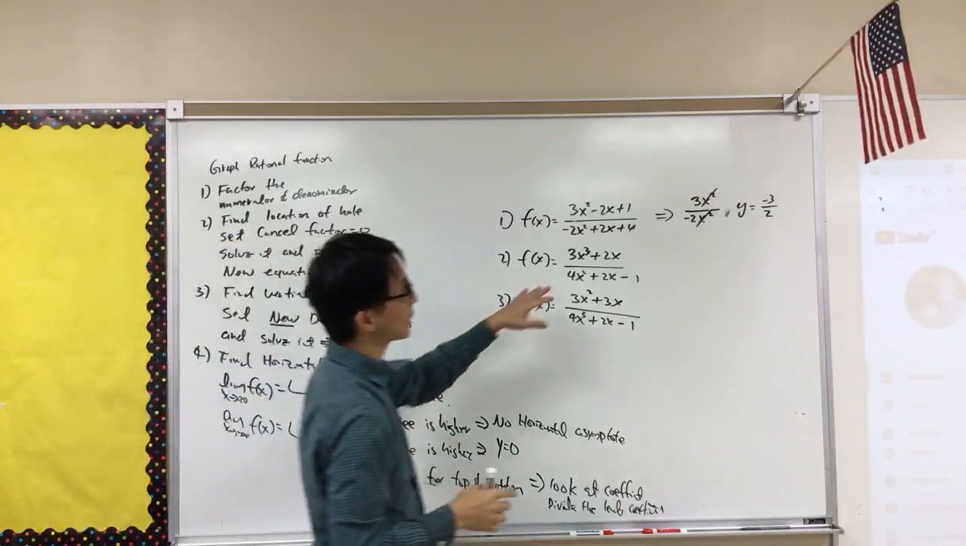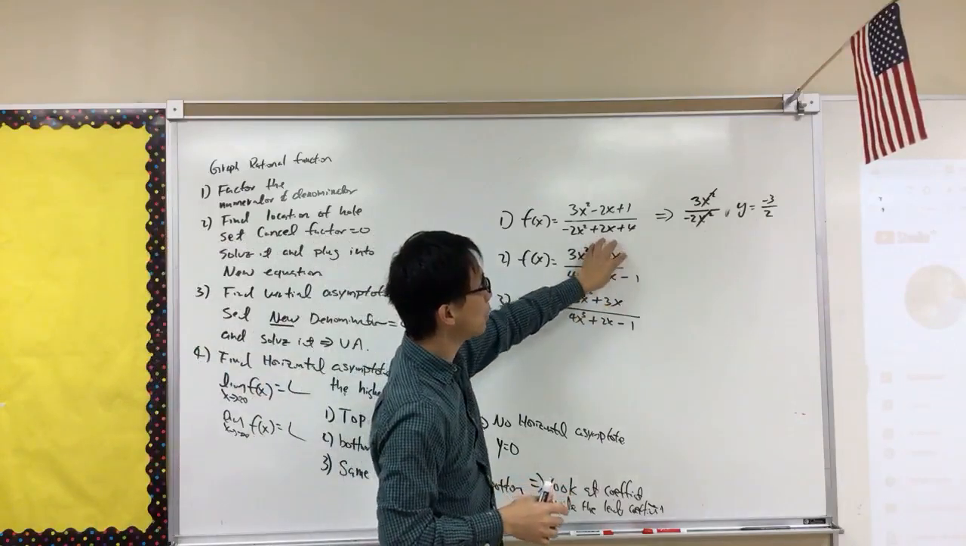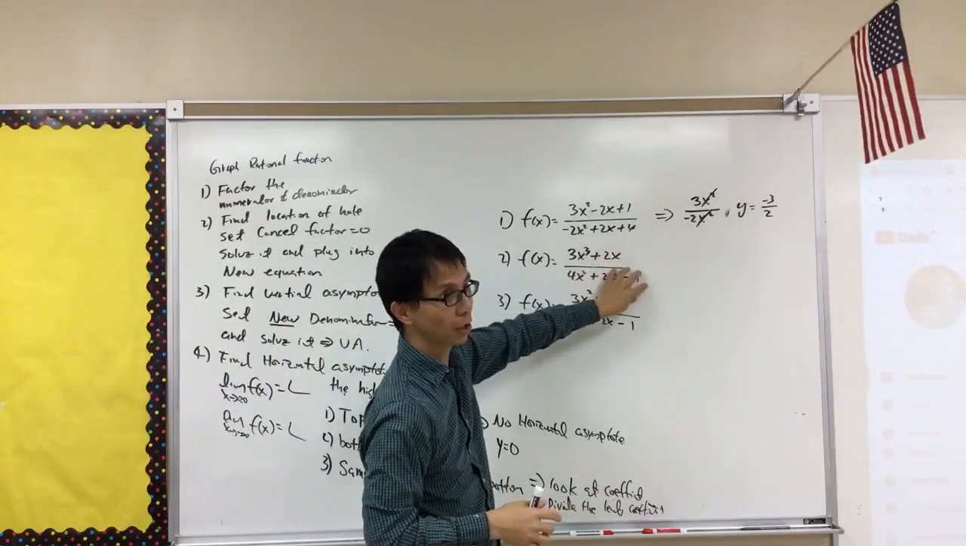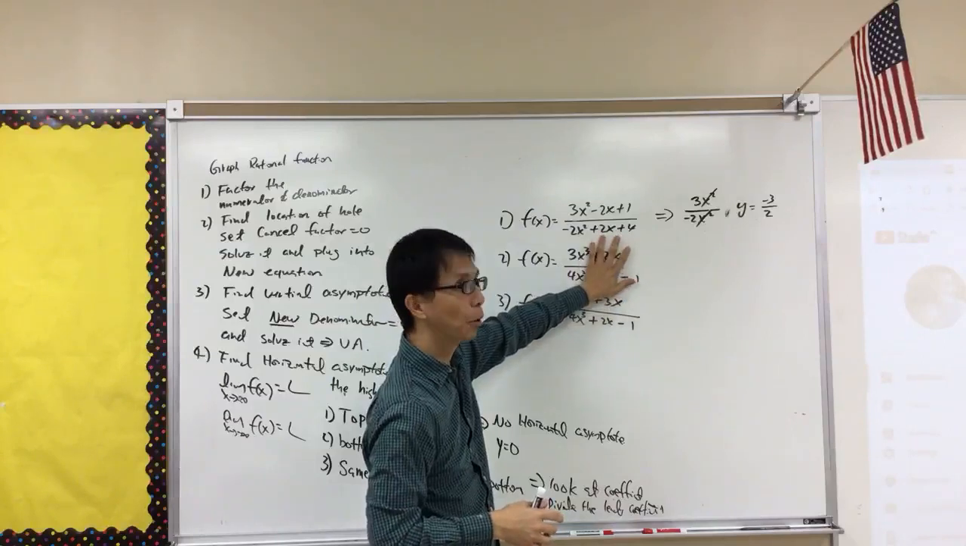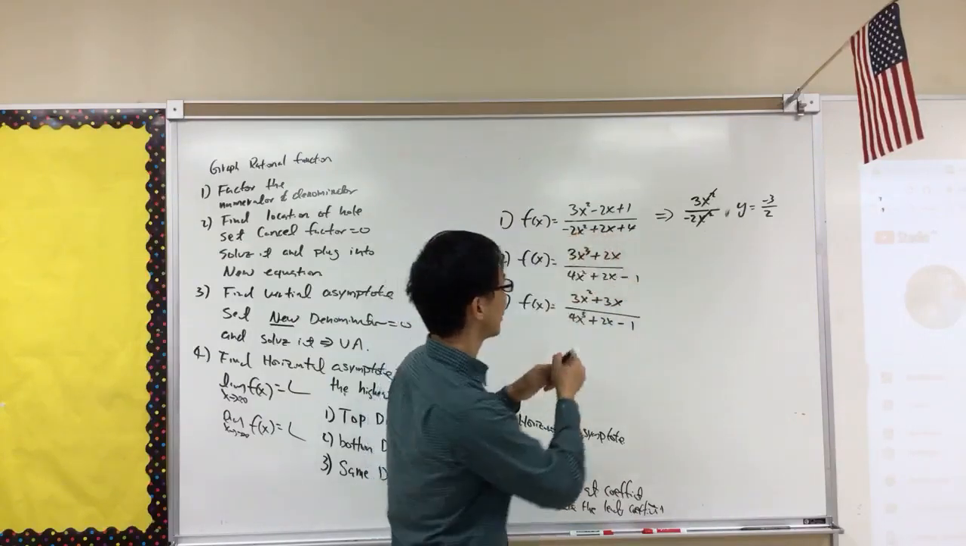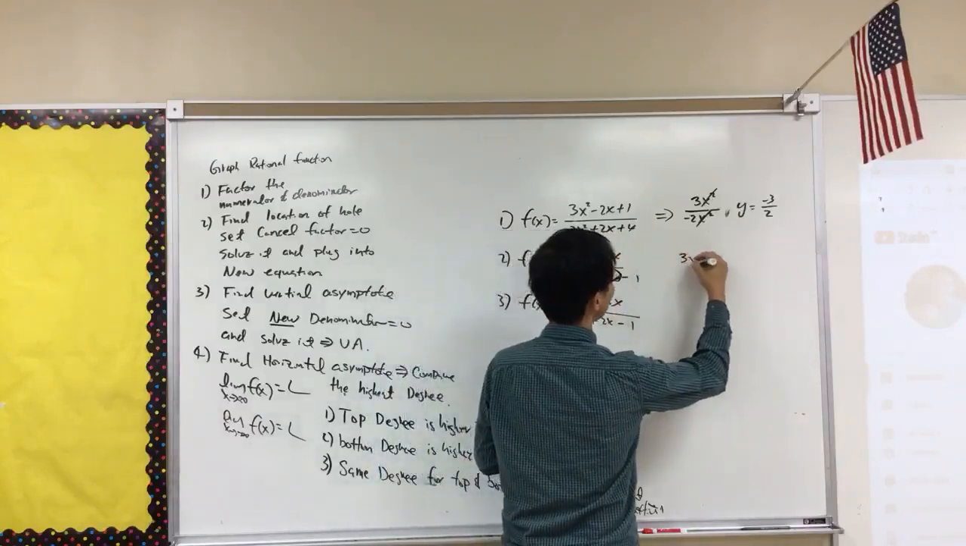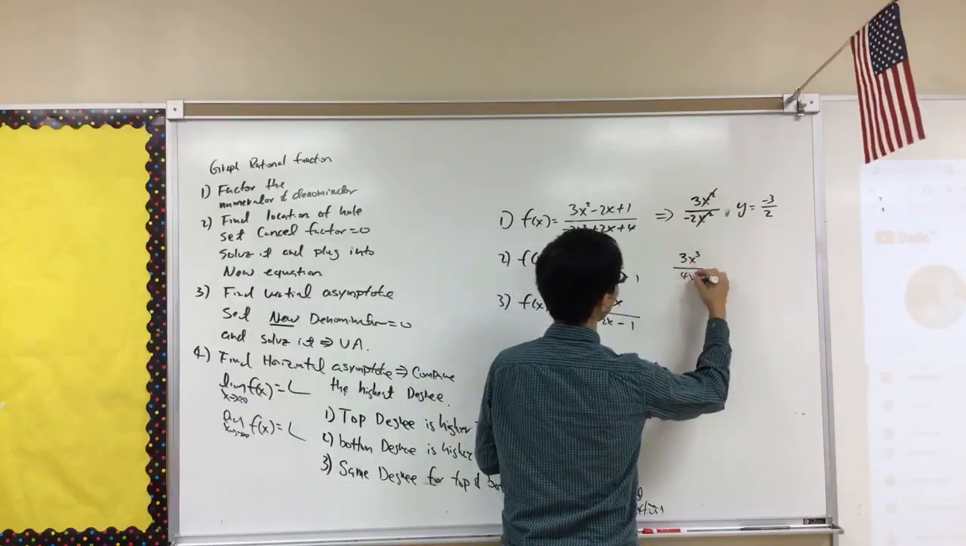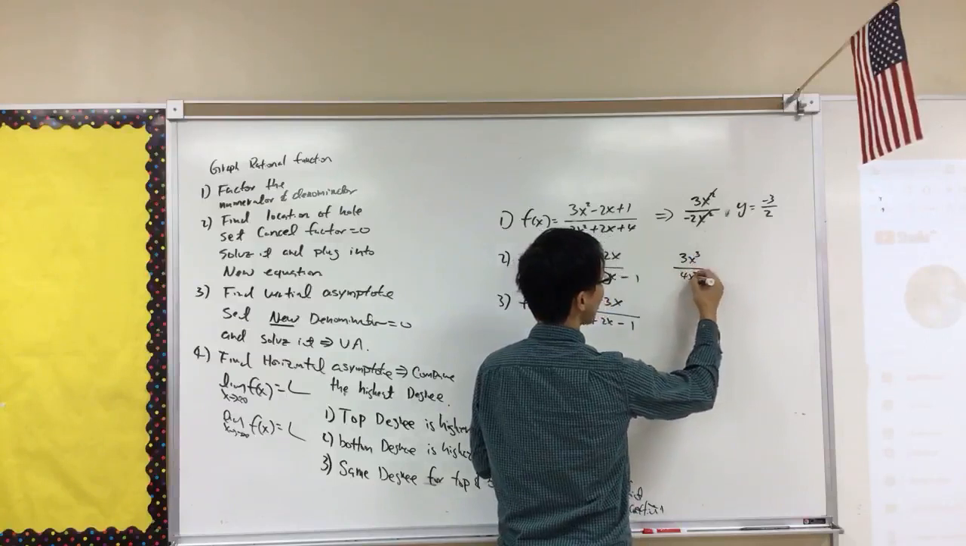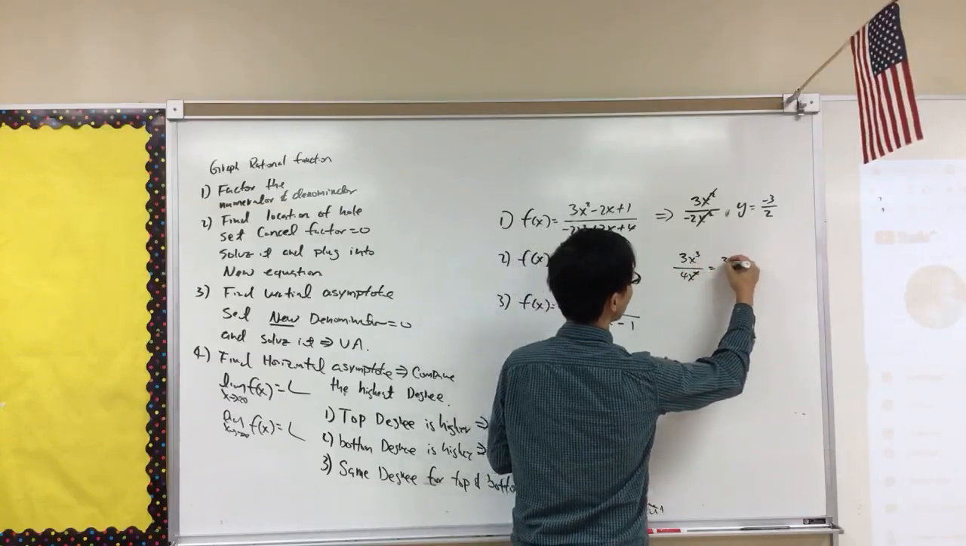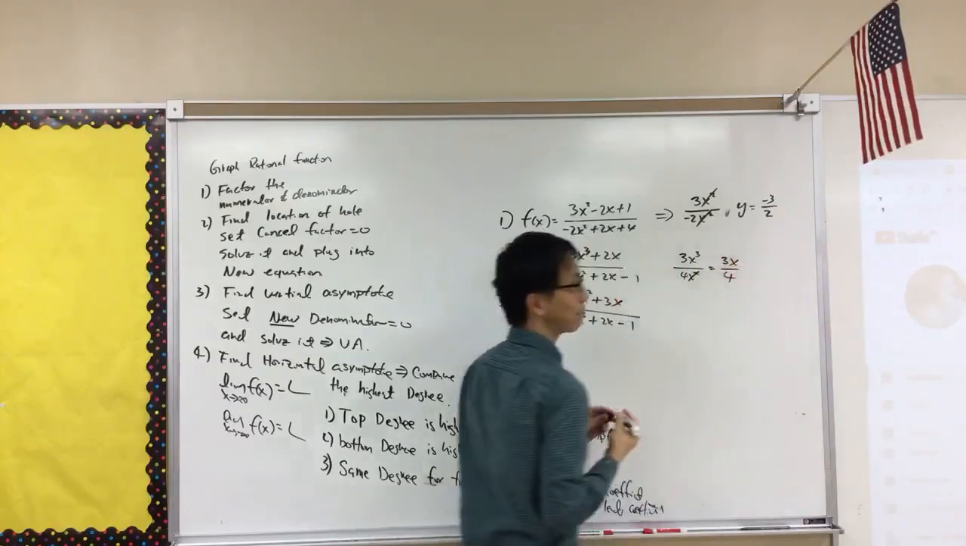Now let's look at the second case. We know 2x and 2x minus 1 are negligible. These are not important anymore. The only thing we compare is what? 3x to the cube and 4x squared, right? But x squared, I can cancel out. That's going to be 3x over 4, right?